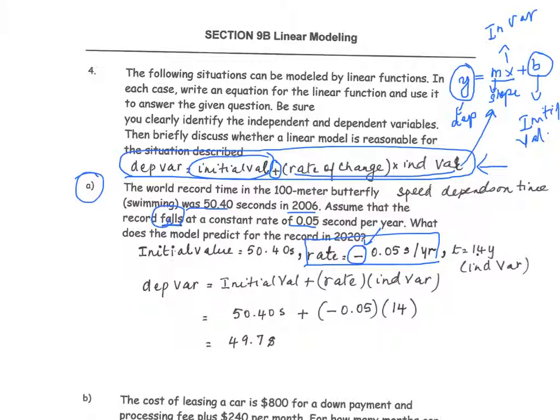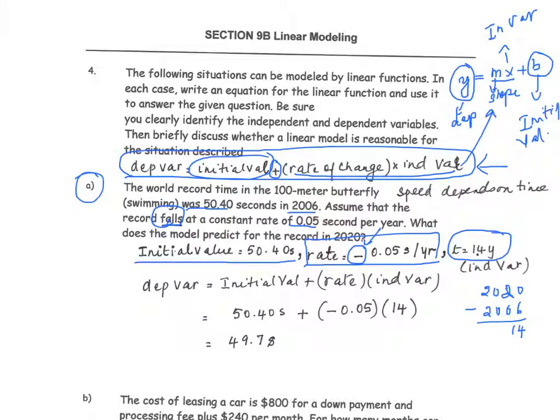What does the model predict for the record in 2020? So what do we know so far? We know the initial value, at the beginning of time, 2006. It's 50.4 seconds. The rate is given to us, and we want to know what the time is in 14 years. So how did we get 14? 2020 minus 2006 is equal to 14 years.